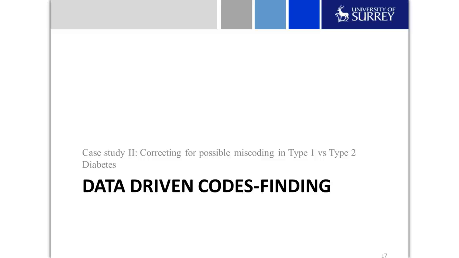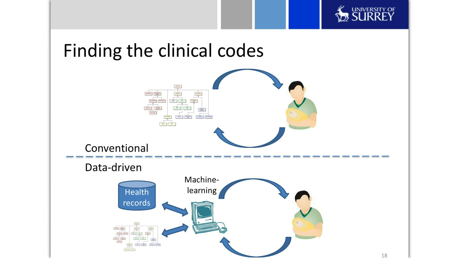Here's a second case study. It is about data-driven cause finding. In the conventional approach, a clinician would work with a data dictionary to identify the variables that he needs for his study. In our approach, in a data-driven approach, we're going to use machine learning as a tool, and it will rely on the existing healthcare records as well as a data dictionary.